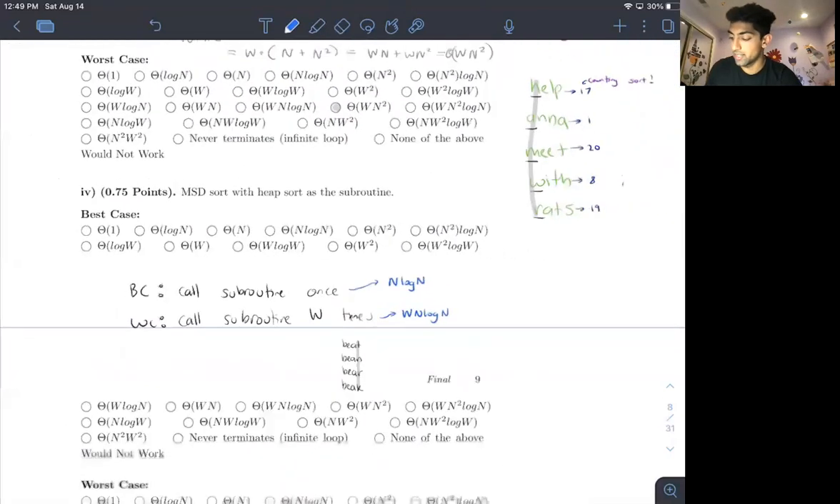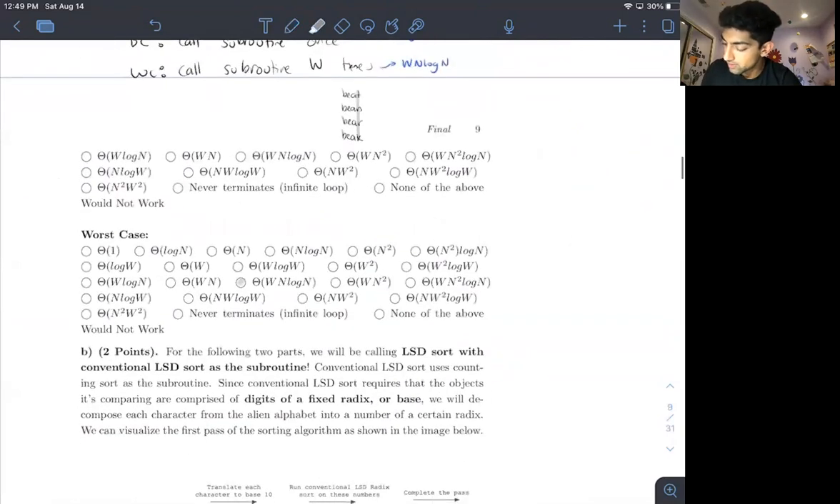So we can put both of the answers here. The best case is N log N, and the worst case is W of N log N.